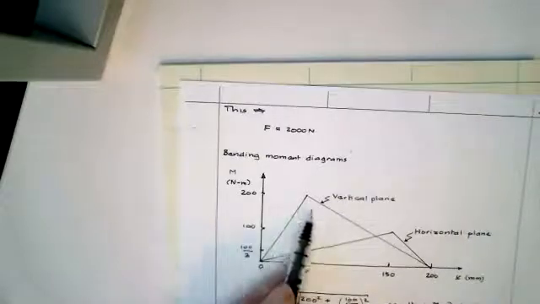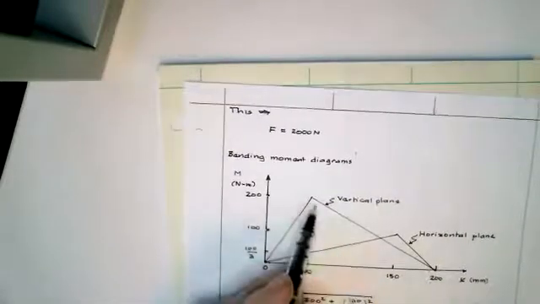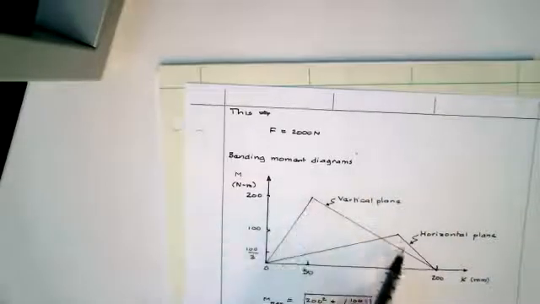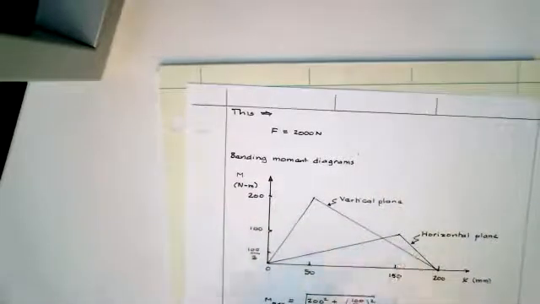But if you do the bending moment diagrams, these are orthogonal planes. This is the vertical plane. That's the one with the 4,000. The horizontal plane has the 2,000. It has a smaller bending moment. And these are vectors.